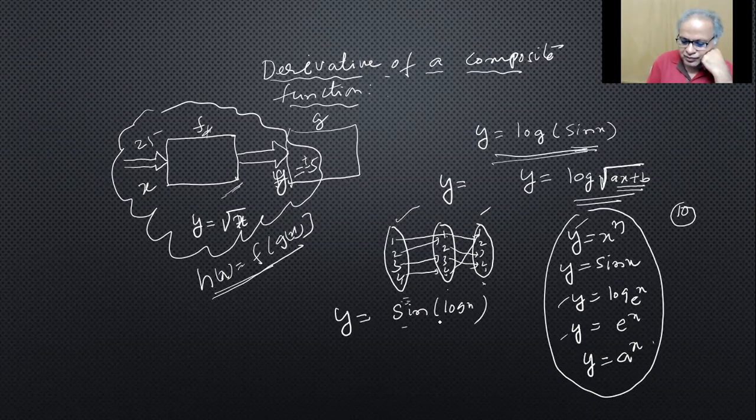Y equals sine of log x. So log x, in this we put x input first. That will become something. That will be the input for the sine function now. So that's what I want you to understand.